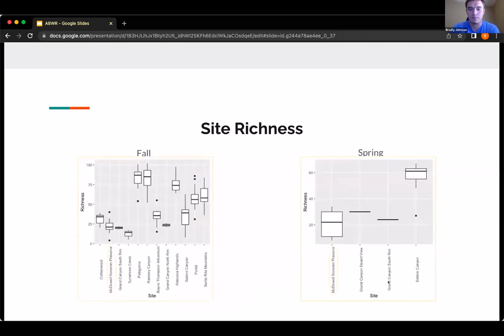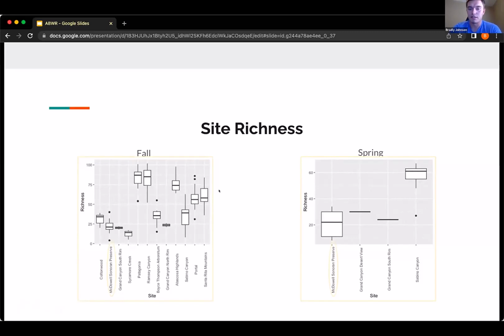Now that we've talked about abundance, we're going to start with site richness. On the x-axis, we'll have the sites again, and on the y-axis, we'll have richness, indicating unique species seen in a surveying event. Once again, the preserve is towards the bottom, and this follows the same trend as the party hours, where you have sites such as Patagonia and Ramsey Canyon at the top, but if you remember, they were the 2 sites with the highest party hours as well.